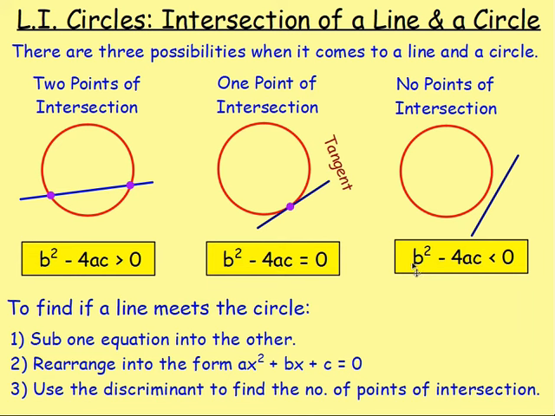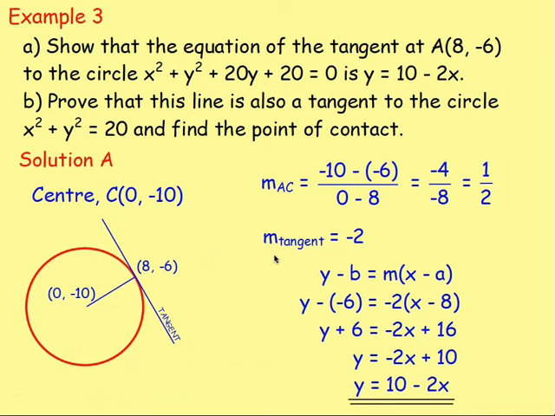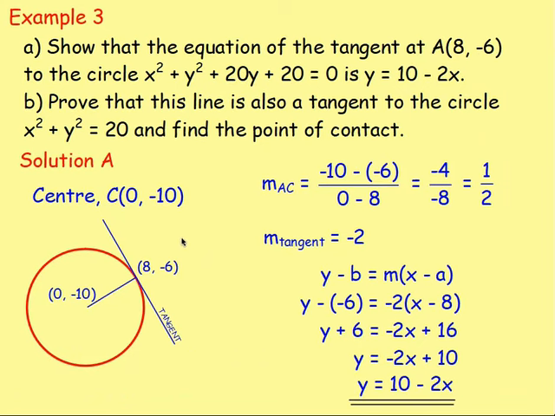But for b squared minus 4ac, we need a quadratic, and to get the quadratic, you take the equation of the circle and the equation of the line, and sub one equation into the other. Normally you would sub the equation of the line into the equation of the circle. It's far easier. After that, rearrange it to get the quadratic, so you've got ax squared plus bx plus c, and from there you can use the discriminant to find the number of points of contact. An example then of that.